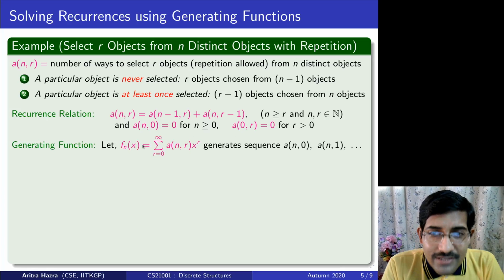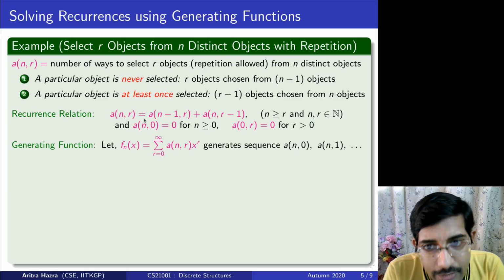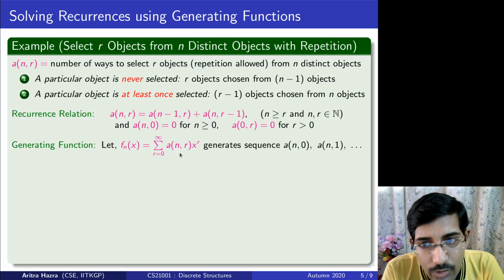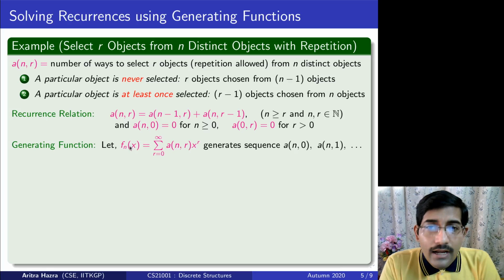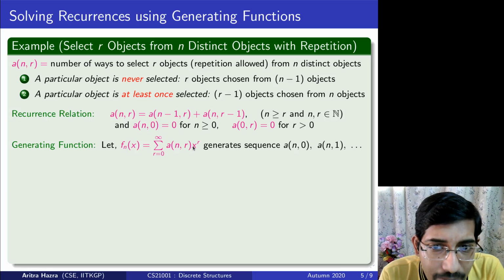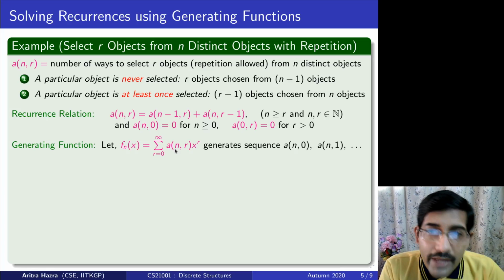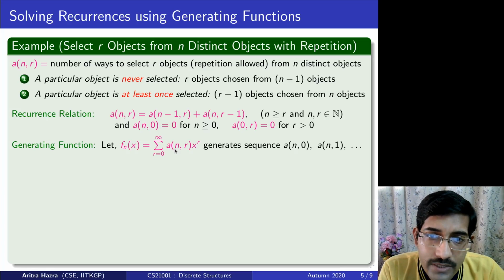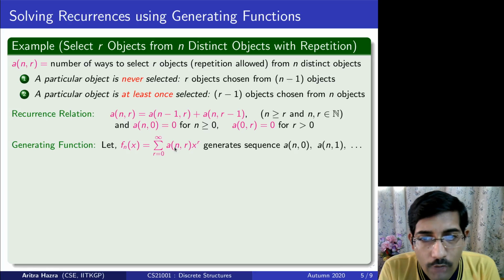So let us try to see what we want. I want a(n, r). So let us try to have a sequence with respect to n and with respect to r, such that if I can solve this generating function, then my x to the power r-th coefficient would be my answer. Now how can we solve this generating function?